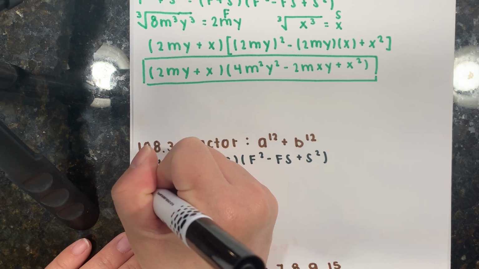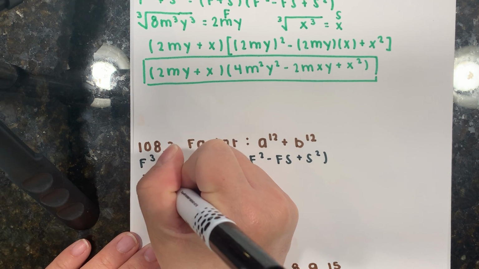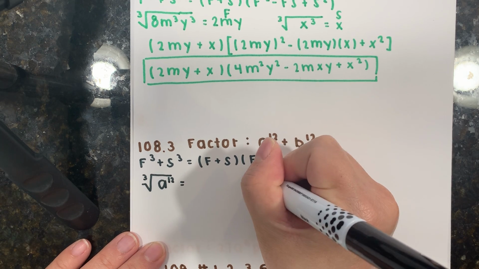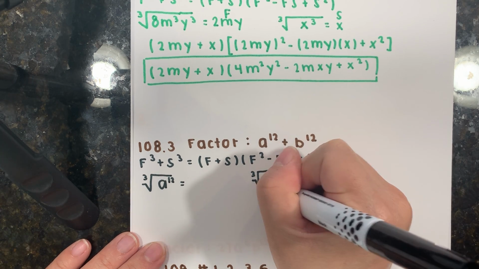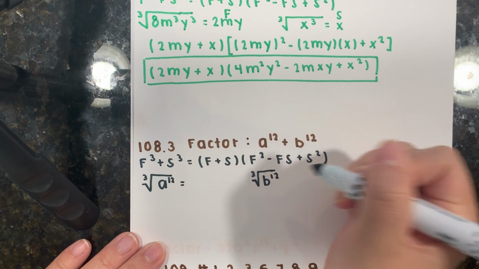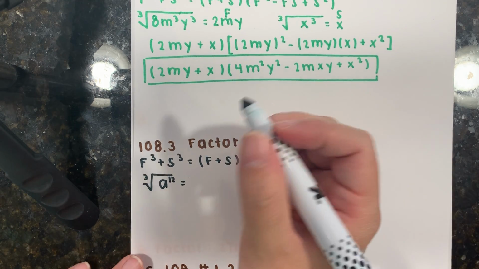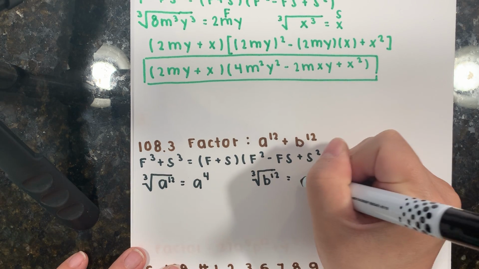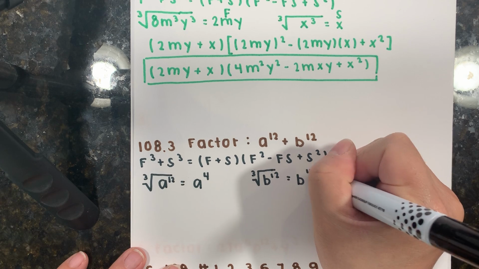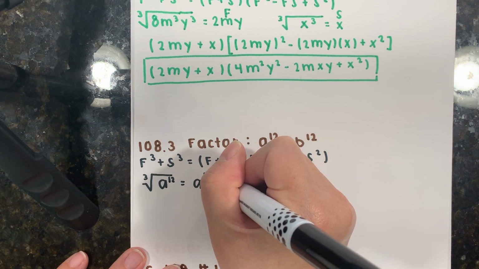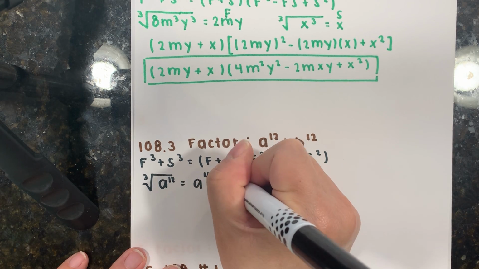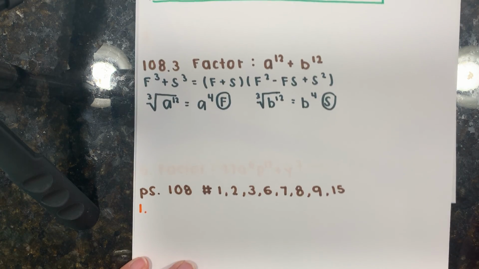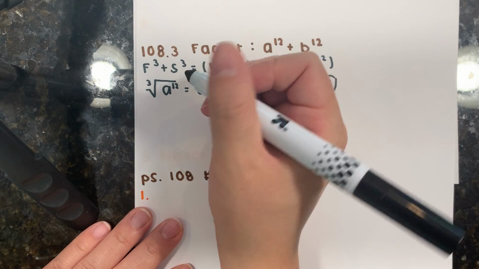So I'm going to take the cubed root of a to the 12th and the cubed root of b to the 12th. Well, 12 divided by 3 is going to give us 4. So that would be a to the 4th. And then 12 divided by 3 is 4, so b to the 4th. Now this will be your first term here, and this will be your second term here. So that's what you're going to plug into your equation.